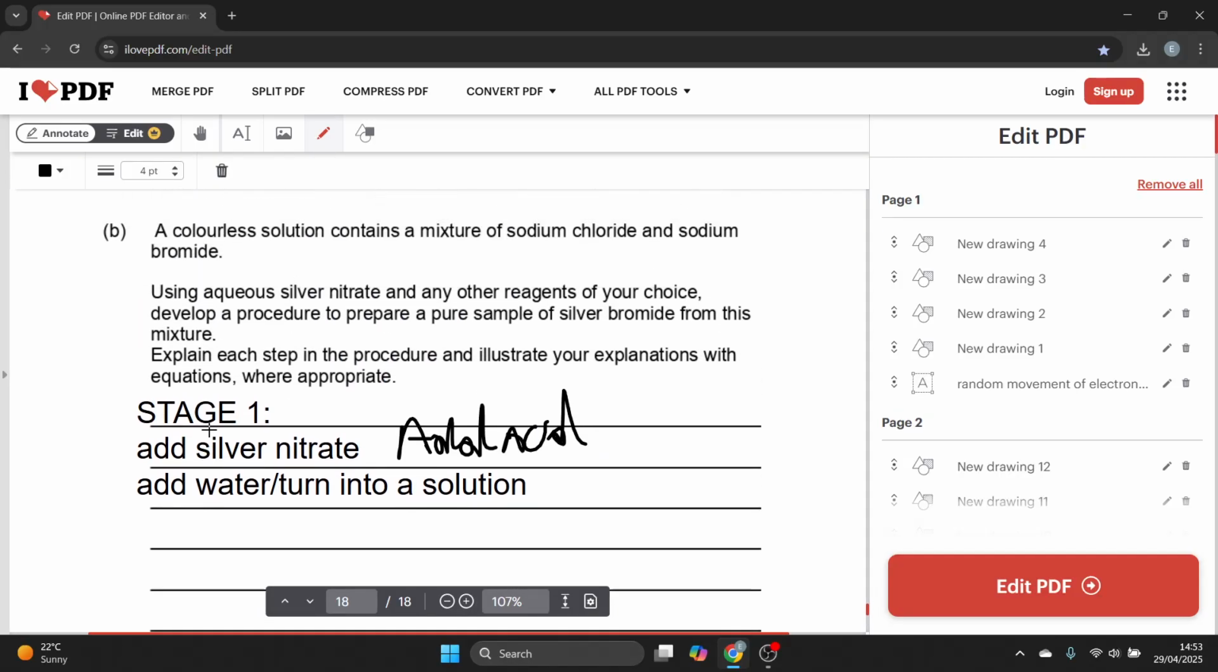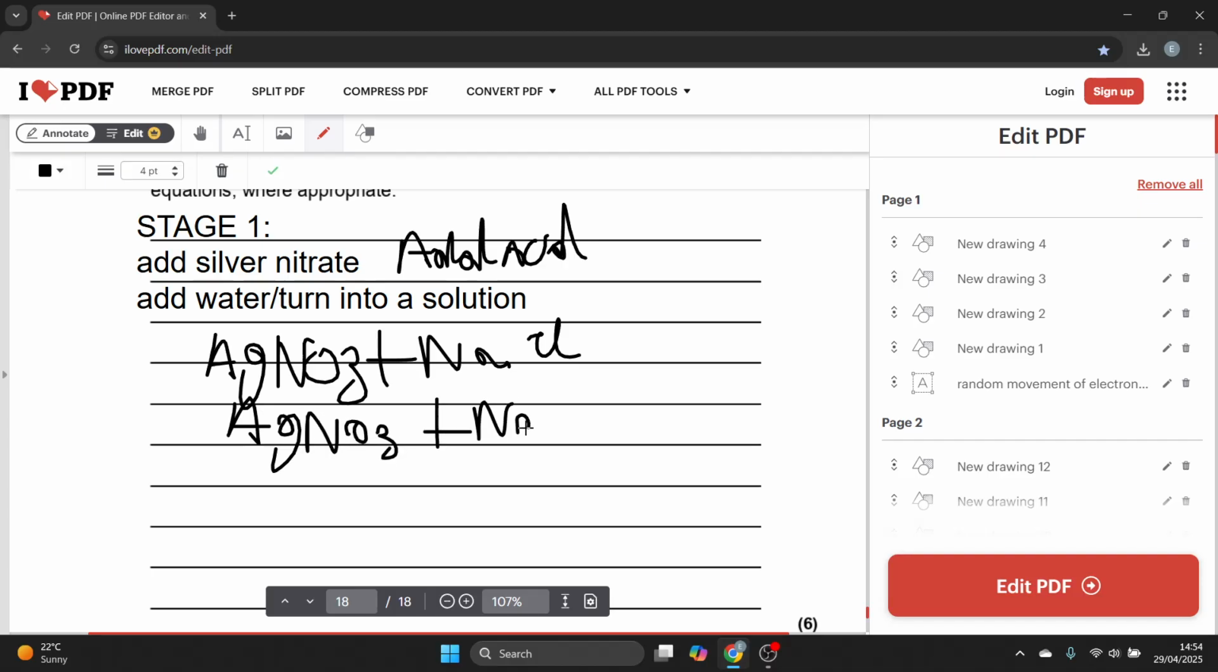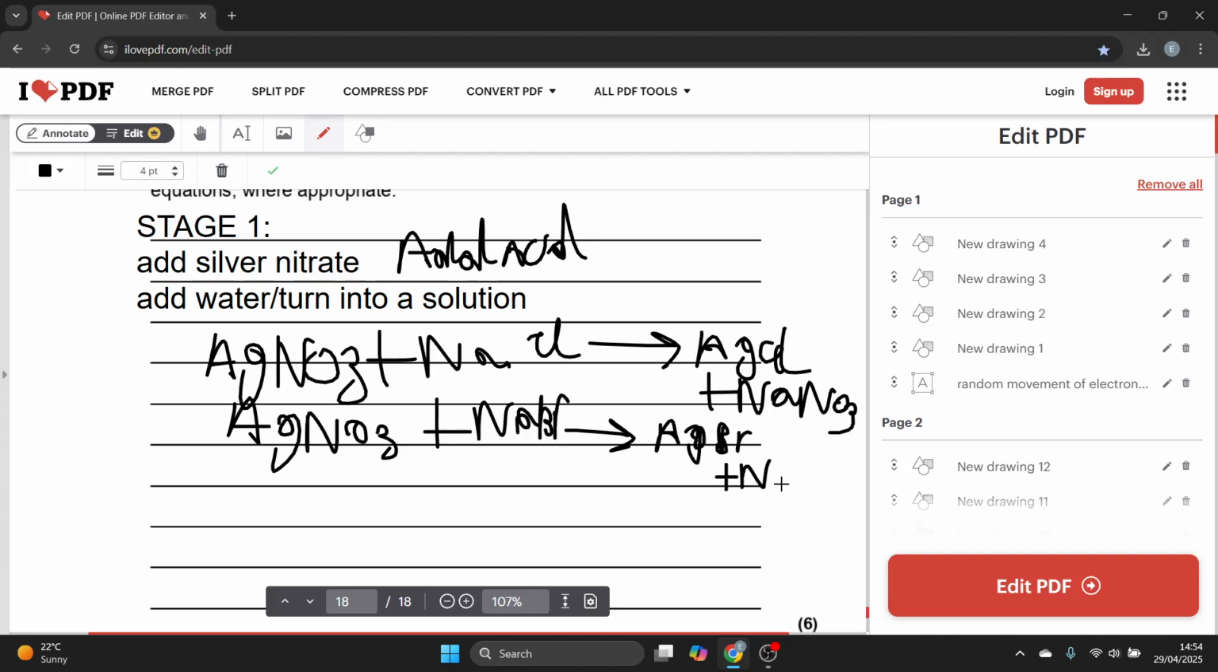By the way, you've got sodium chloride and sodium bromide. AgNO3 plus NaCl gives AgCl plus NaNO3. AgNO3 plus NaBr gives AgBr plus NaNO3.